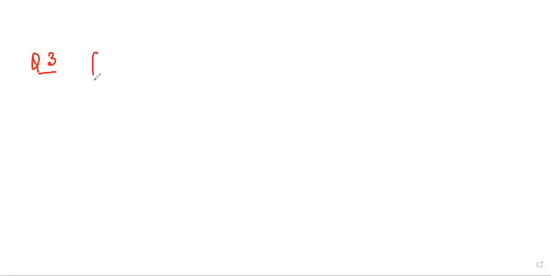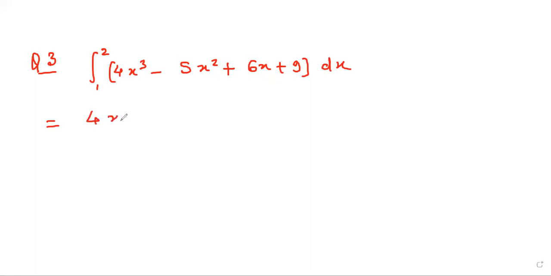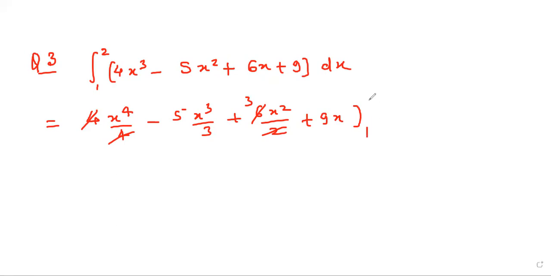Question 3 says integration 1 to 2 of 4x cube minus 5x square plus 6x plus 9 dx. It will become 4x power 4 by 4. So 4 will cancel out. Minus 5x cube by 3 plus 6x squared by 2 plus 9x, limits 1 to 2.